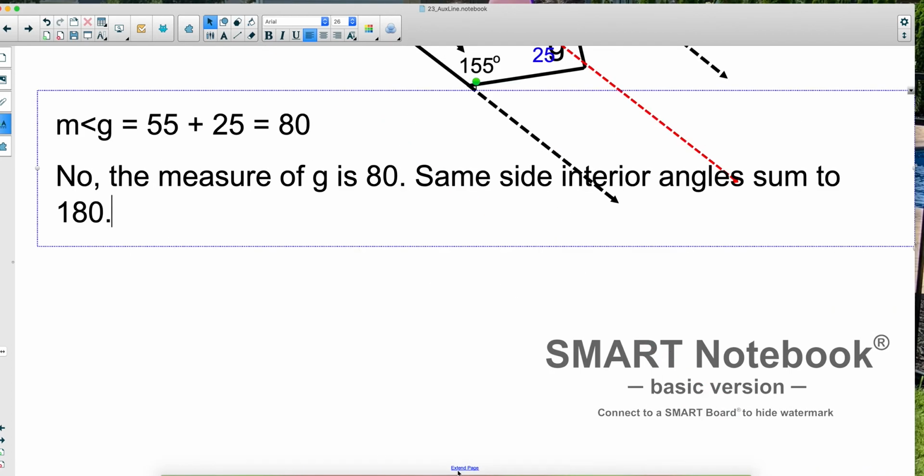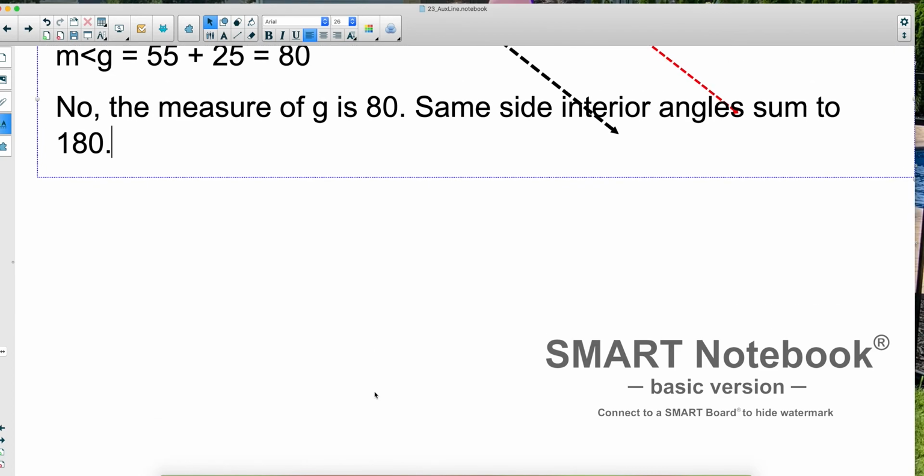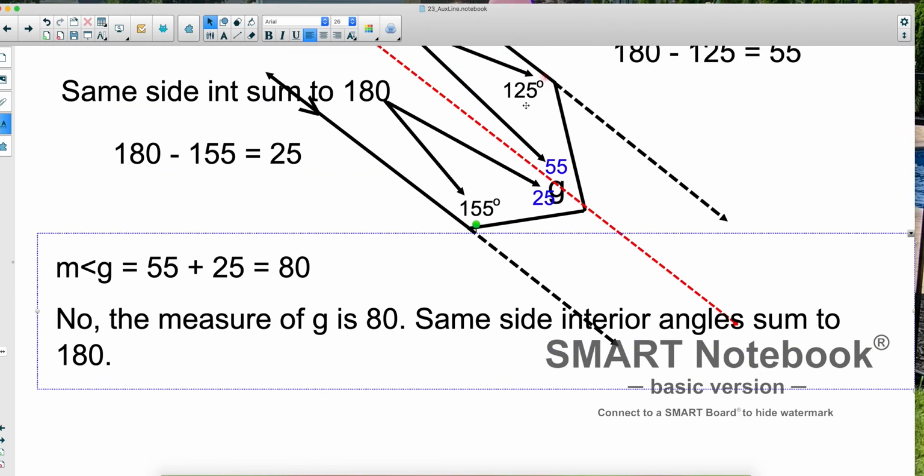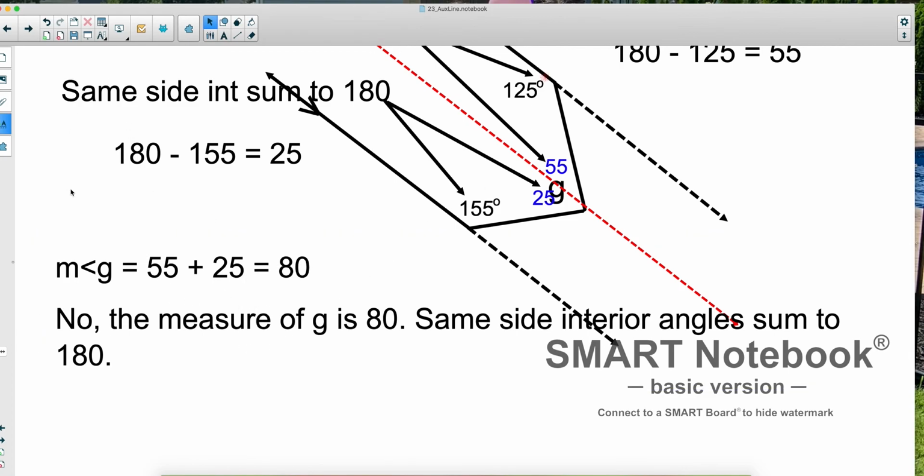We're saying we know the measure of angle G is 80 degrees because we use same side interior angles and they must sum to 180, right? And therefore we have here, and then we showed our work up here. So that would be a good response.